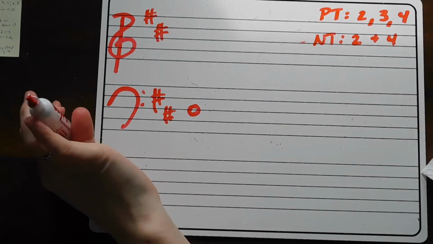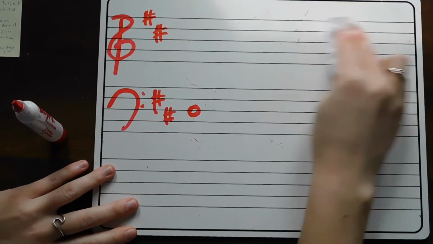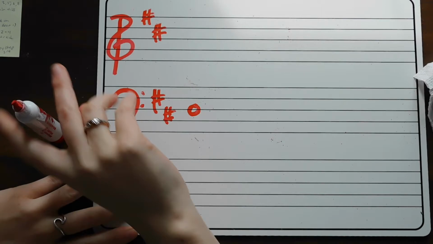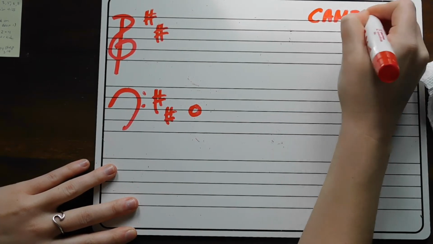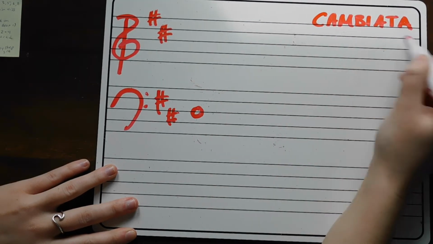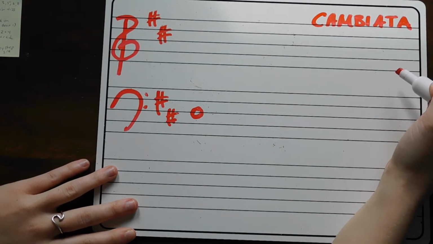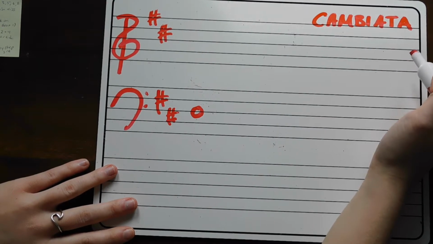So there's this special pattern. It is called a cambiata. All right, so we have neighbor tones, passing tones. I'm just going to erase that. I'm going to spell that out for you. It's a cambiata. All right, this is a special case of using a dissonance, and it is a pattern to follow, okay?